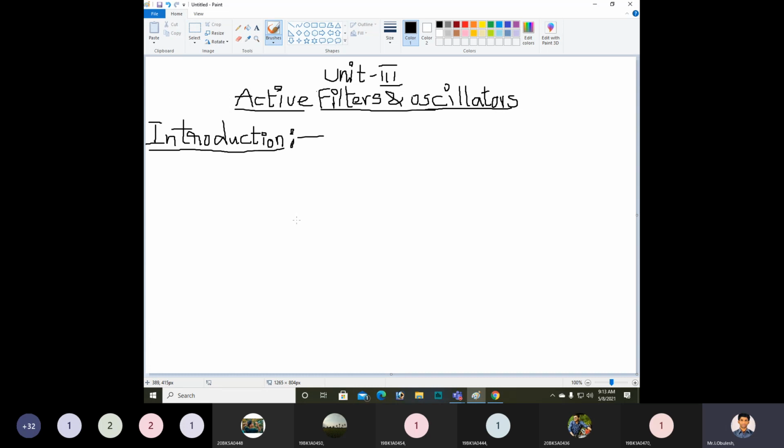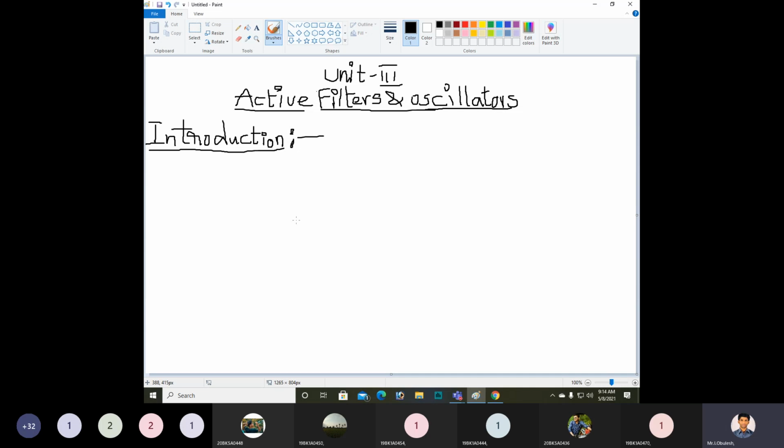Fine. So in that, first, why do we need to use filter circuits? How many types of filter circuits are available? What is their basic description?